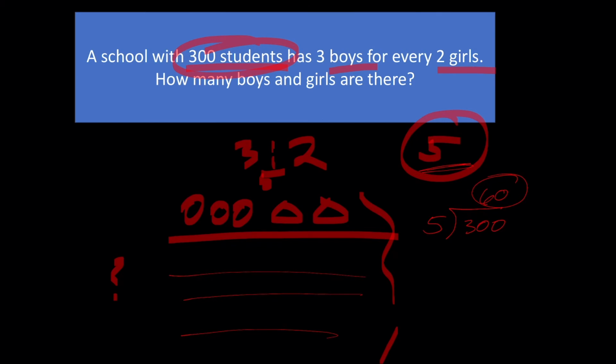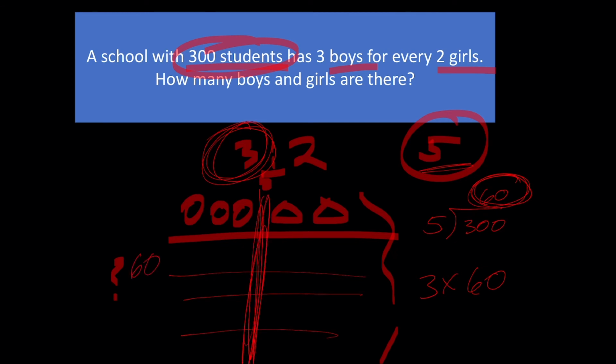All right, now from there, I can think about how I am going to determine how many boys are there. So how many boys are in each group? Well, there's 3 boys in each group, right? And there's 60 groups. So I can say 3 times 60, right? It's just like taking that array and splitting it and going, what is 3 times 60?